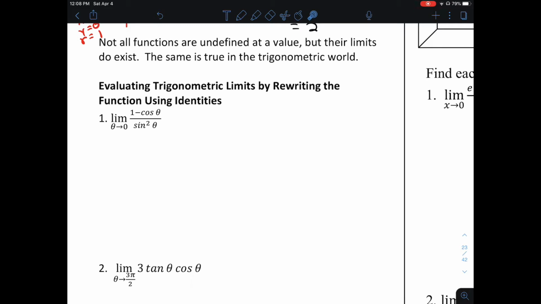Not all functions are undefined at a value, but their limits do exist. The same is true in the trig world. That is an awkward sentence. Not all functions are undefined at a value, but the limits exist.